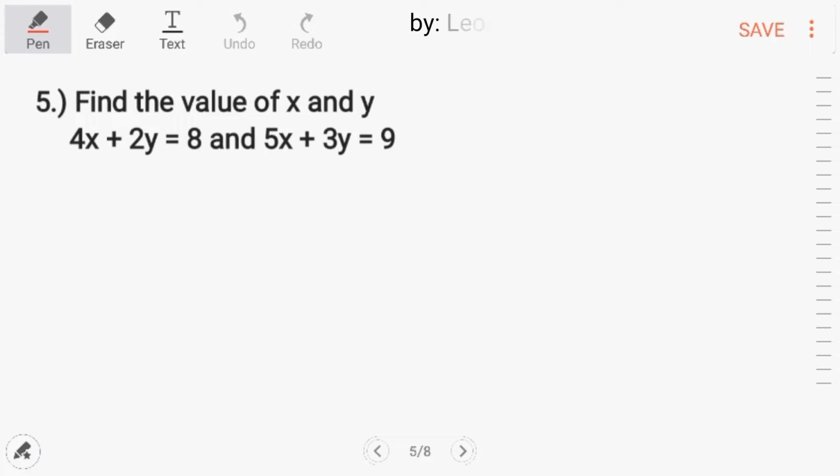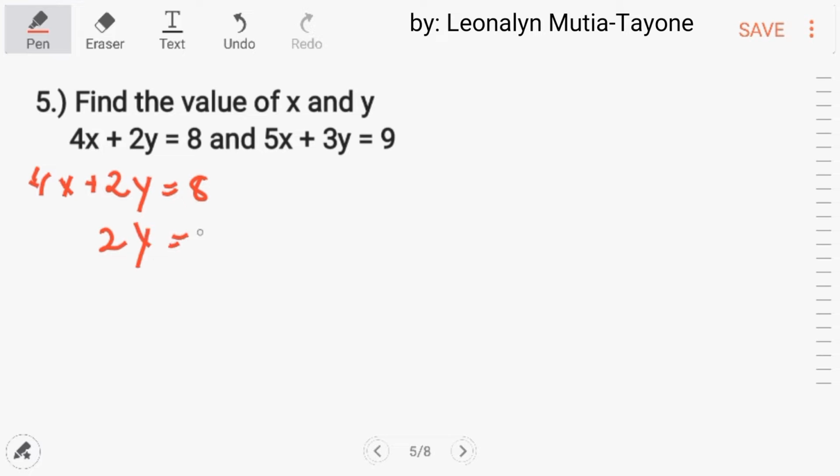Number 5. Find the value of x and y if 4x plus 2y equals 8 and 5x plus 3y equals 9. So let's do the substitution method. 4x plus 2y equals 8. 2y equals 8 minus 4x. y is equal to 8 minus 4x over 2.